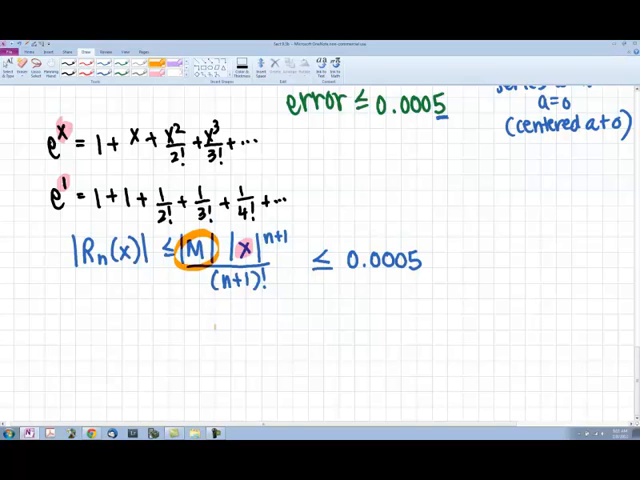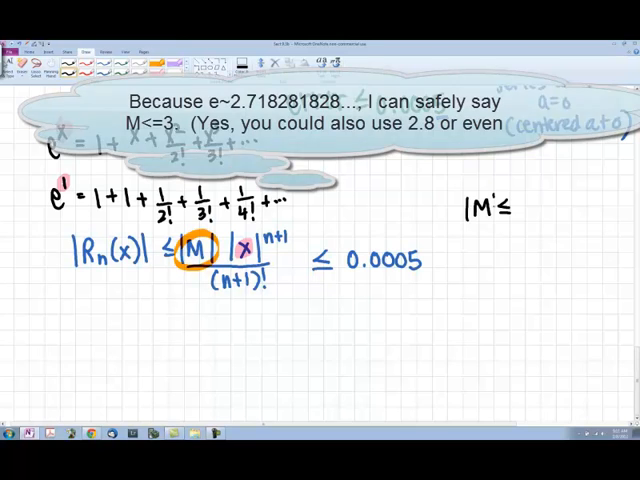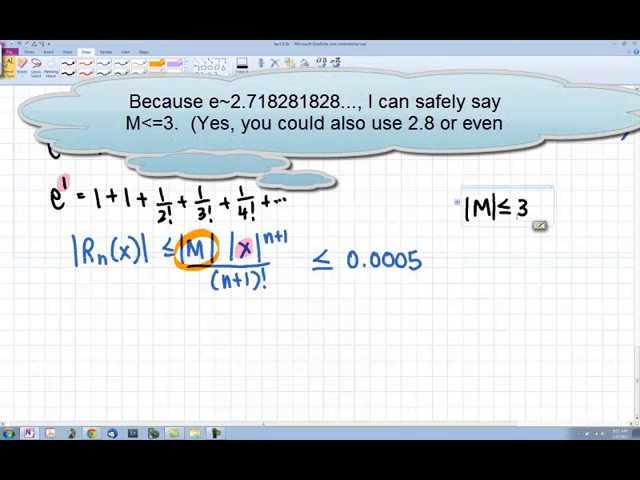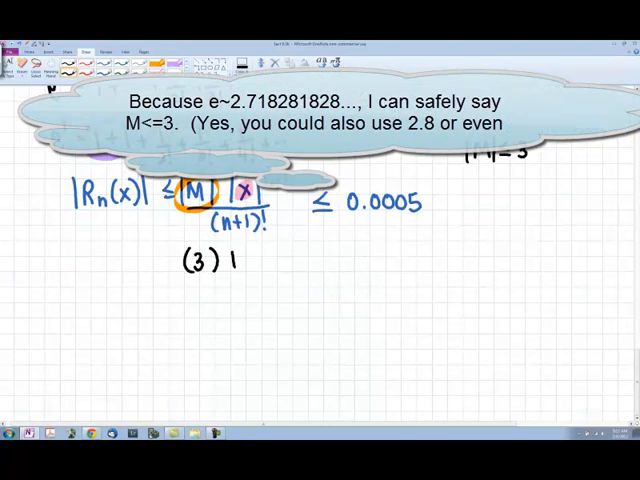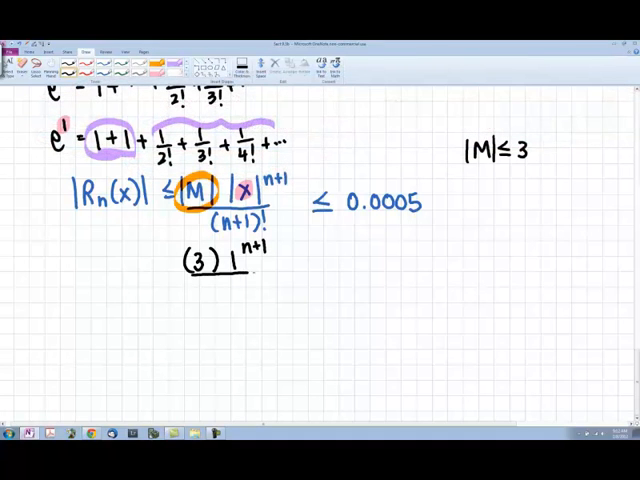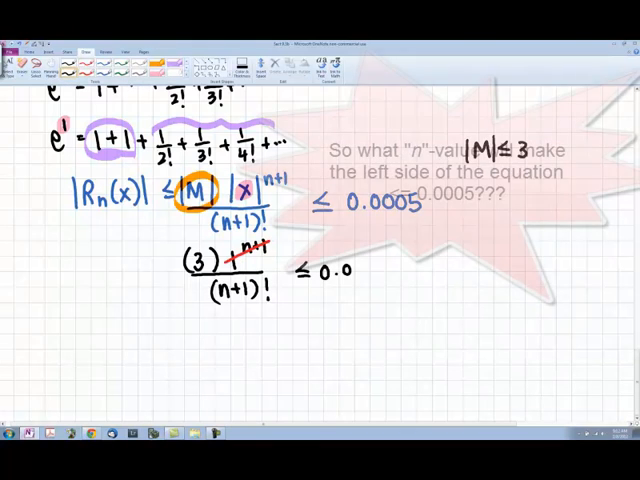Now for e to the x, the derivative of e to the x is always e to the x. So I now need to know what the maximum value of e to the x is. Can we all agree that e will be no more than 3? Can I safely say that the absolute value of m will be less than 3? So I'm going to plug in a 3 here. And then I have 1 to the n plus 1 over n plus 1 factorial. Again, I don't know what n is, but this 1 to the n plus 1 will go away. This is going to be less than or equal to 0.0005.